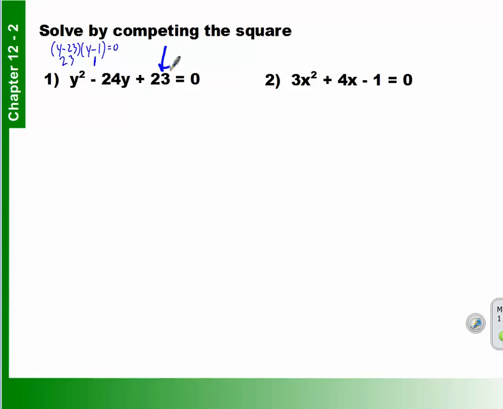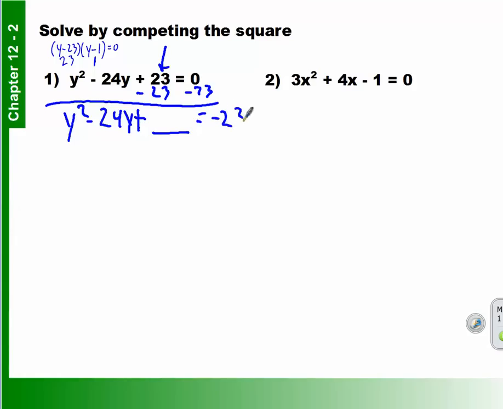So what I'm going to do is I need to have that blank, just like in our previous problems, right? So what can I do to both sides so that I get a blank instead of plus 23? Maybe subtract 23. Let's subtract 23. So I'm going to subtract 23 from both sides. So over here I still have y squared minus 24y plus my blank is equal to negative 23. So what am I going to do to the linear term so that I can figure out what I have to add to make this a square binomial?